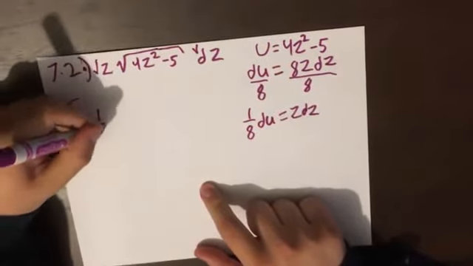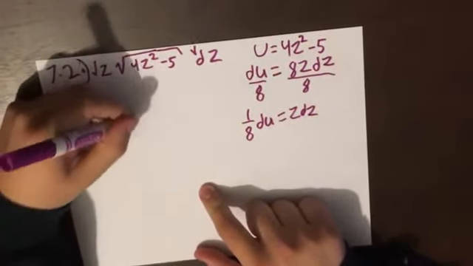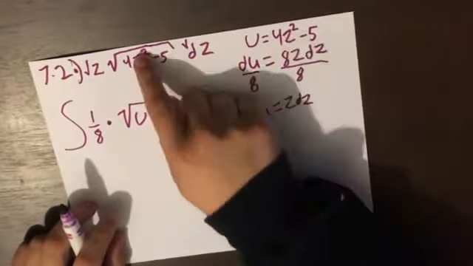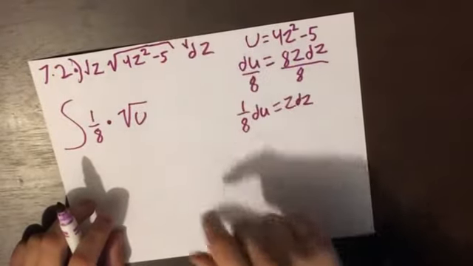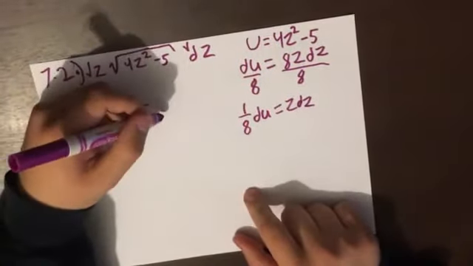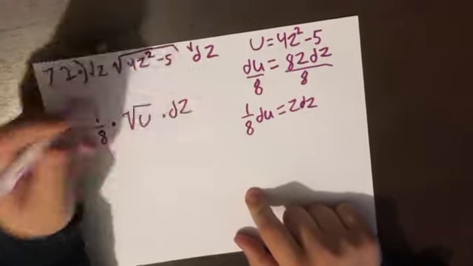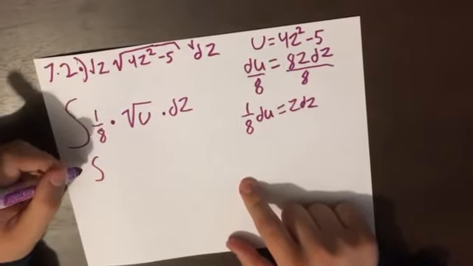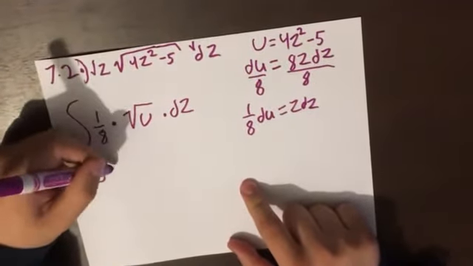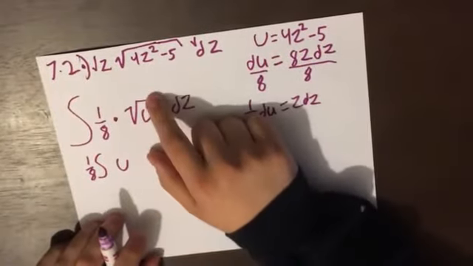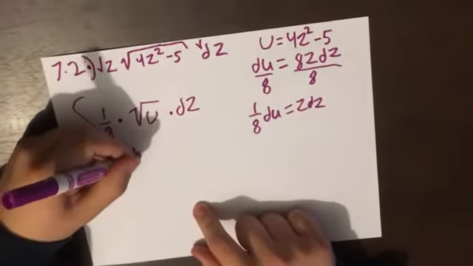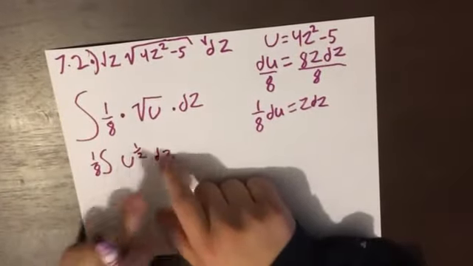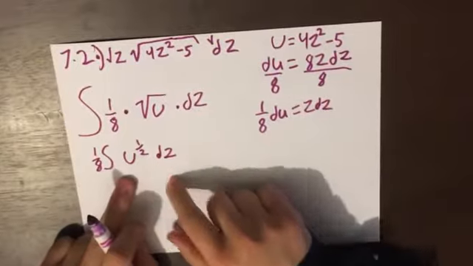We're going to have 1/8 times the square root of u. Now if you're wondering why it's the square root of u, it's because we had u equal this, just square root, and because that's what the function is. So now we're going to have dz. So now we have our formula. Now we can actually simplify this. We're going to take that 1/8 out, just u. Now what you guys need to know is that the square root just means to the 1/2 power, okay? dz. So now that we got here, we can now take the antiderivative of this.